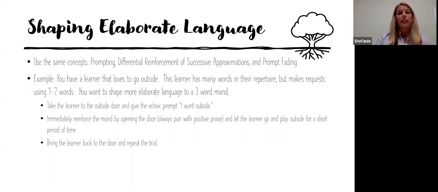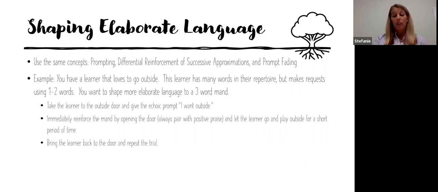Shaping more elaborate language. This is switching gears a little bit, assuming that our learner has several words. Now we've seen what happens when we take a word and break it down into pieces to make one word. Now we can use the same strategies to shape more elaborate language. Say we have a learner that has lots of words in their repertoire, and we're trying to get some more elaborate language to have increased independence in their communication. So we're going to use the same concepts of prompting, differential reinforcement, successive approximations, and prompt fading.